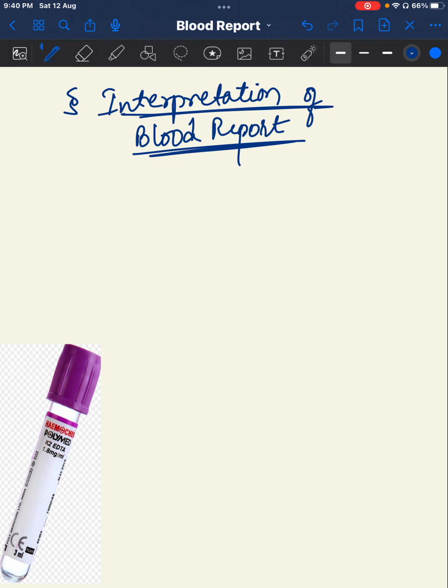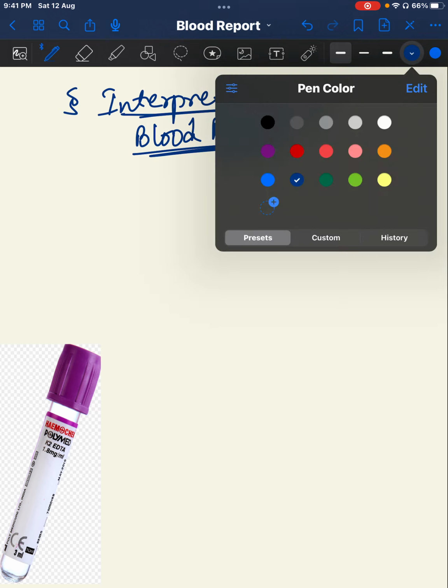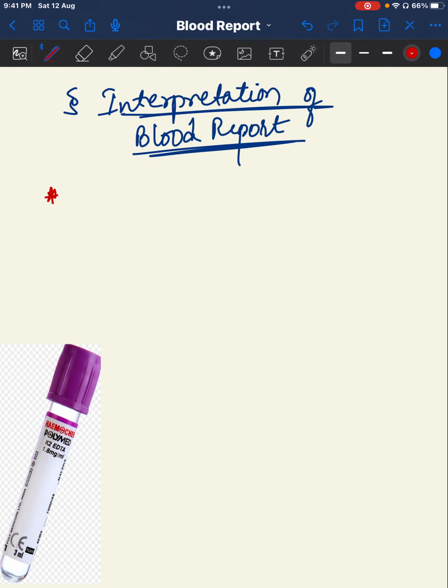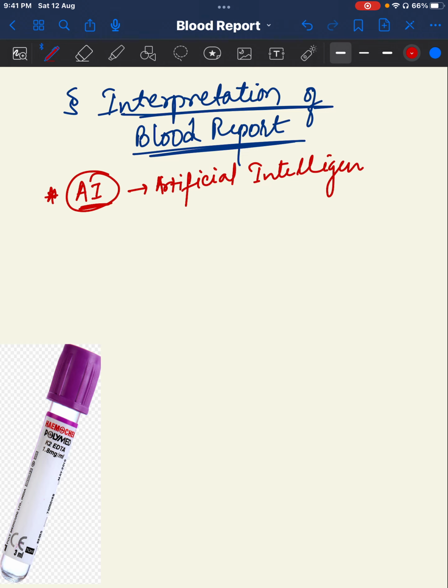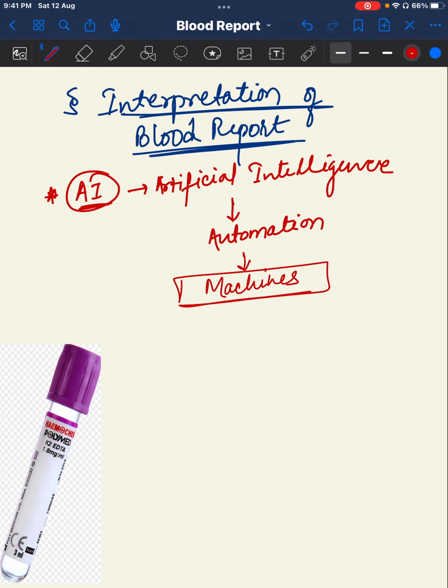Firstly, as we all know, we are currently living in an era of AI. Everybody knows what AI is, artificial intelligence, right? In this world of artificial intelligence, when everything is moving towards automation, yes, in hematology also, these blood reports are not generated on their own, but are generated by machines. So actually what happens is you have different kinds of machines.